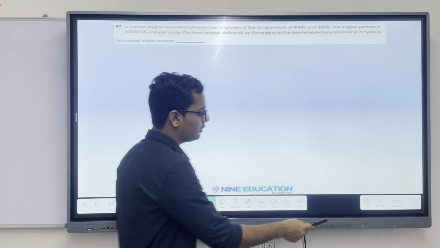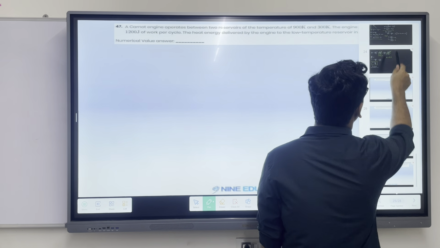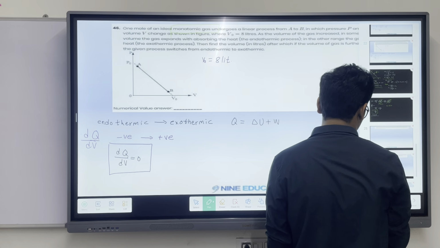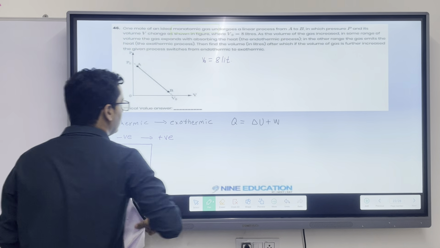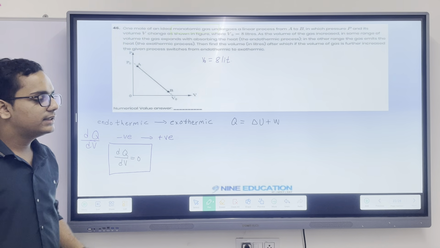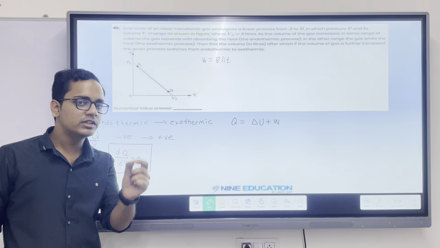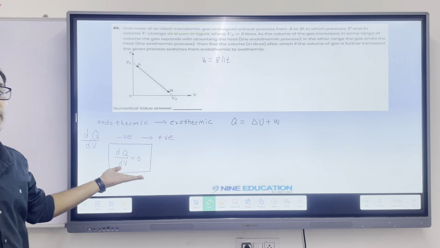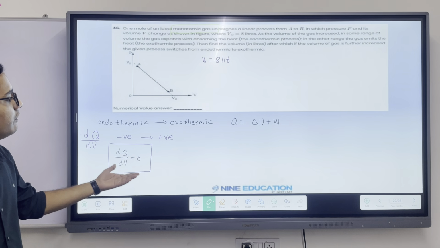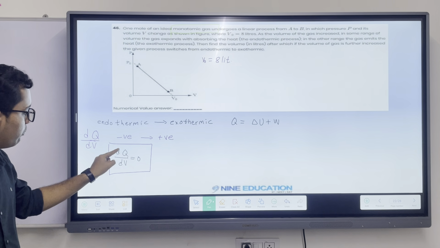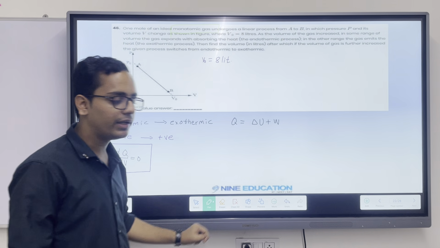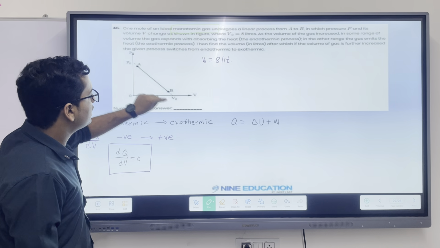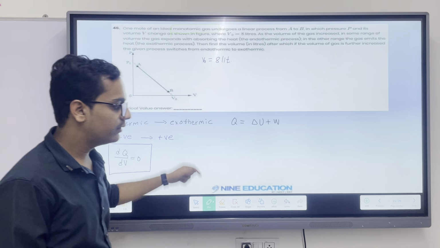Okay, if I have to go back to this question, try to summarize this. You have to find the volume at which the process goes from endothermic to exothermic. Basically, the process at which dQ by dV is equal to 0. If you want to make dQ by dV 0, find out Q in terms of V. So you know the relation between pressure and volume from here.